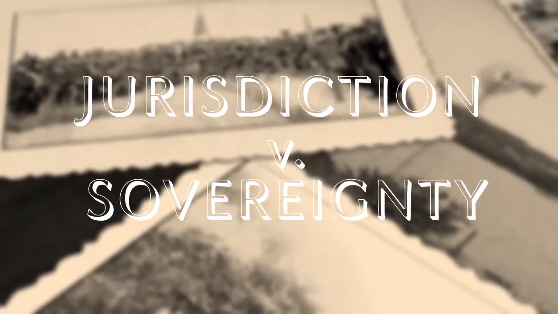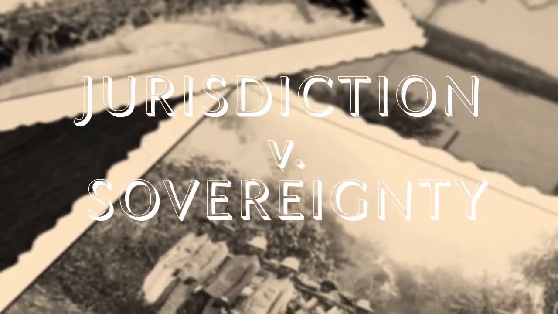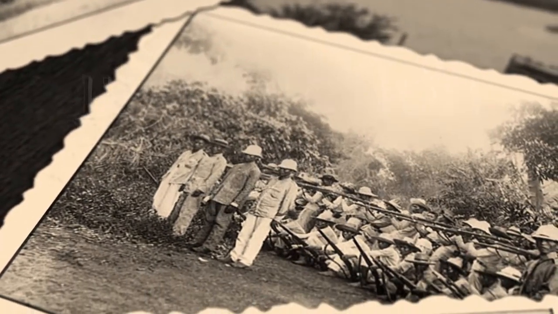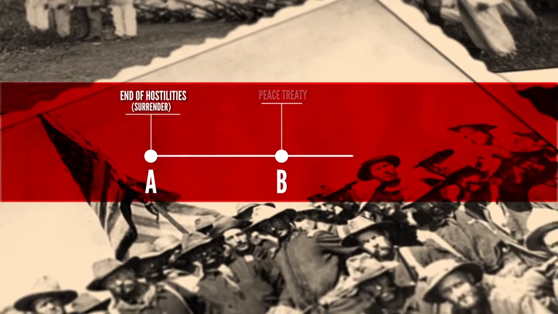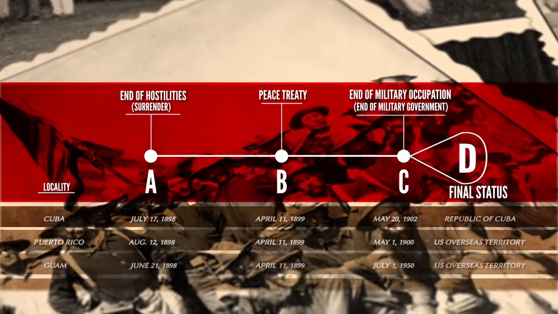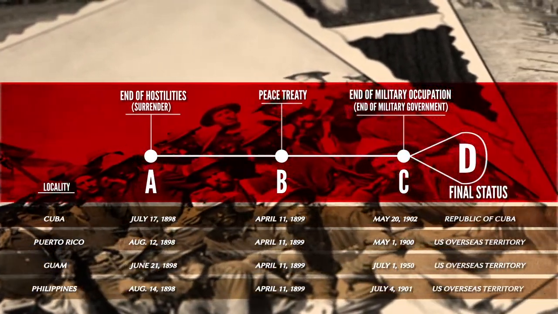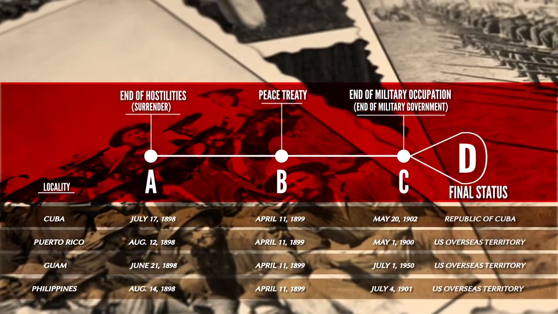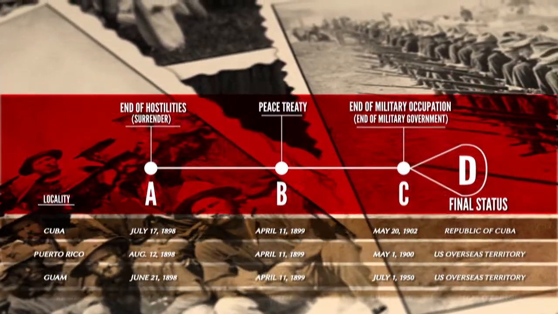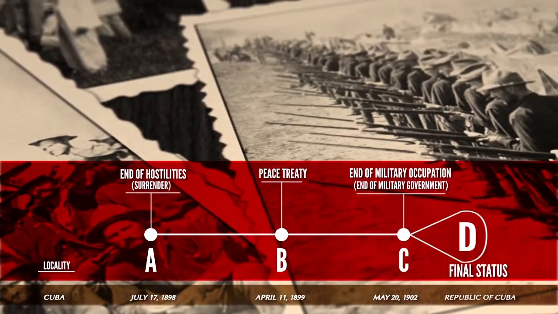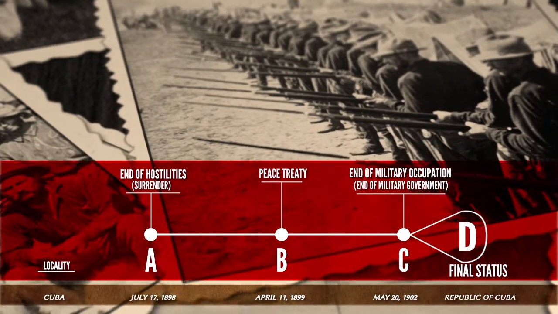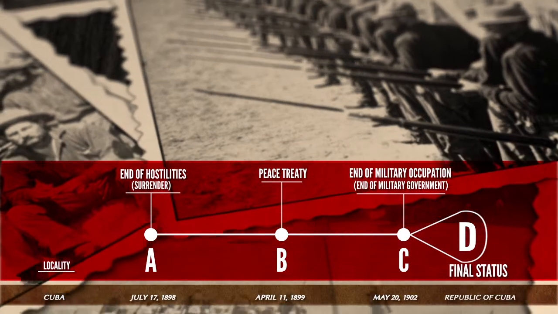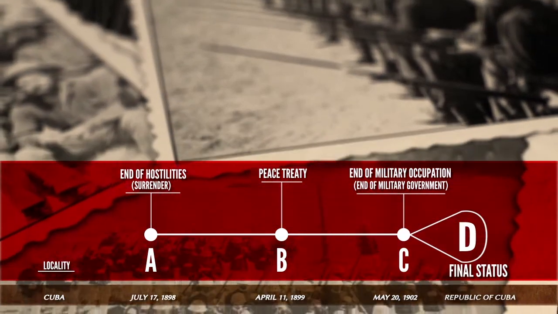Jurisdiction versus sovereignty. Returning to our discussion of jurisdiction and sovereignty, we can see that for these four areas, point A to point B is the period of time where the United States had jurisdiction but not sovereignty. For Cuba, this situation of the United States having jurisdiction but not sovereignty continues up to point C. This is because in the peace treaty, Spain ceded Cuba, but no receiving country was designated. In other words, Cuba was a limbo cession.